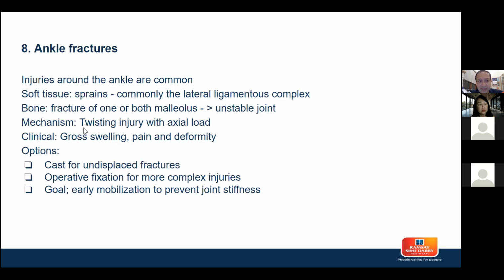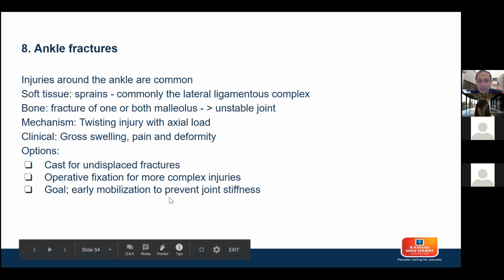Clinically, in ankle injuries, swelling is a very predominant feature. You tend to get a fair amount of swelling in ankle injuries, whether it's soft tissue or bony. So, of course, pain and deformity is quite common. Again, depending on the type of fracture, if it's undisplaced, you can even treat it with a cast. More complex injuries may need internal fixation. However, the goal for any treatment will be early mobilization to prevent joint stiffness.